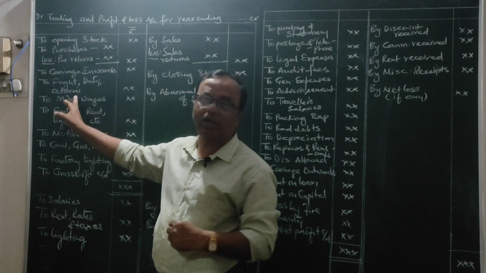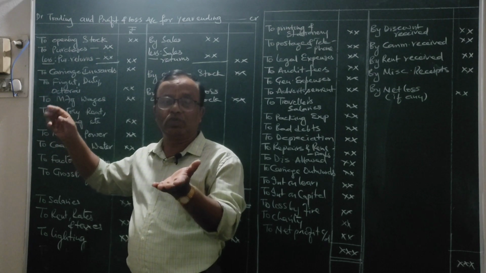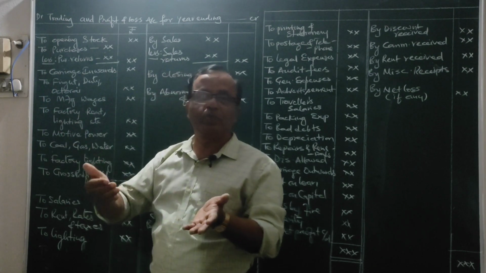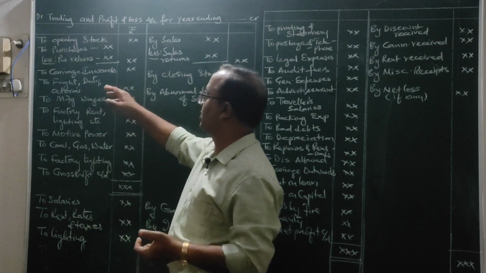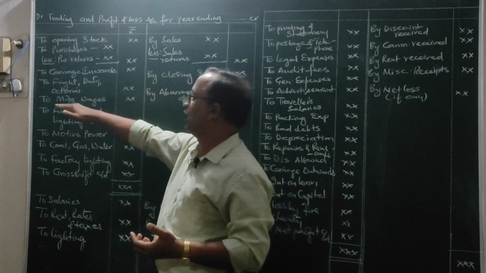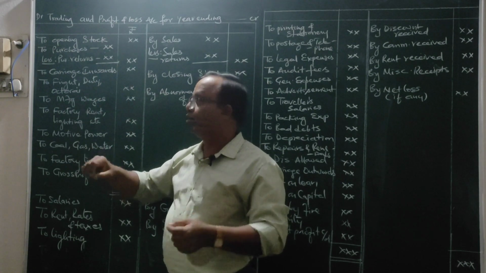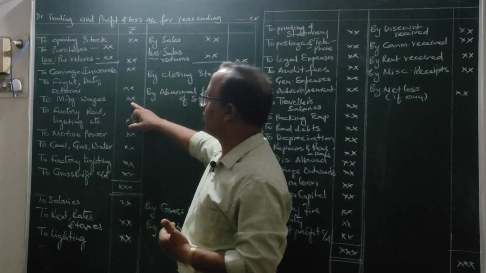Then similarly octroi. These are the direct expenses incurred for selling the goods in the municipal limits. Whatever tax is paid to the municipality is a direct expenditure, octroi. So these are direct expenditure, as such we are debiting it here. Then again, to manufacturing wages. Wages are paid to casual labor. So the manufacturing wages whatever are incurred are direct expenses which we are going to debit here.